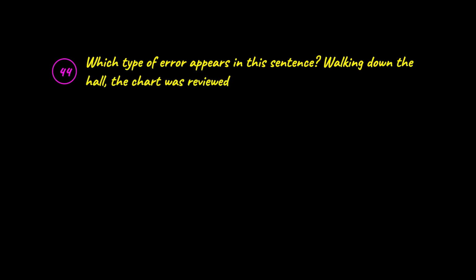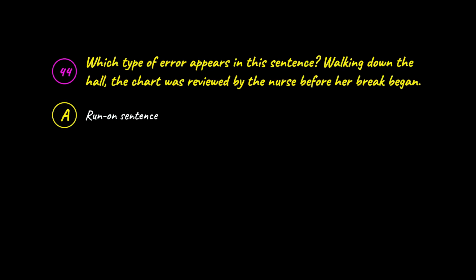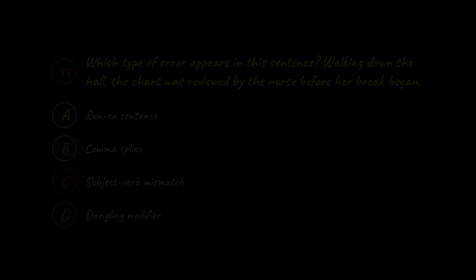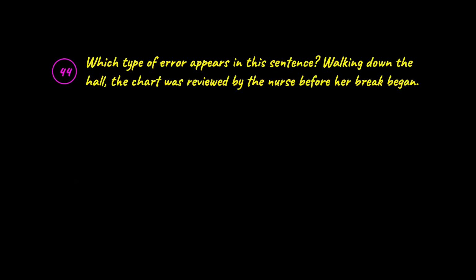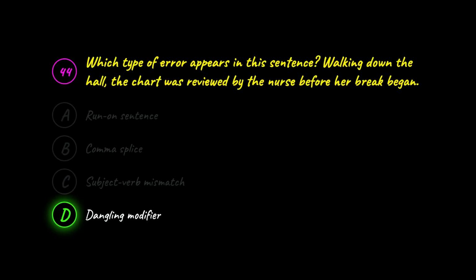Question 44. Which type of error appears in this sentence? Walking down the hall, the chart was reviewed by the nurse before her break began. Your options are A. Run-on sentence, B. Comma splice, C. Subject-verb mismatch, D. Dangling modifier. What's your answer? Commit to one before I continue. The correct answer is D.